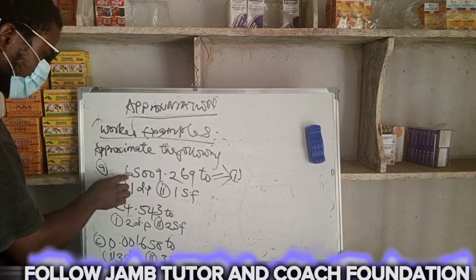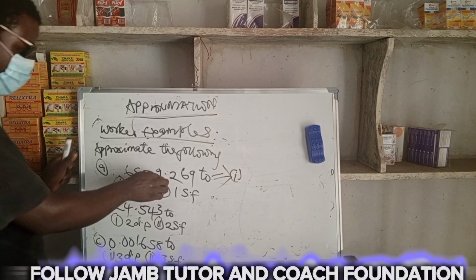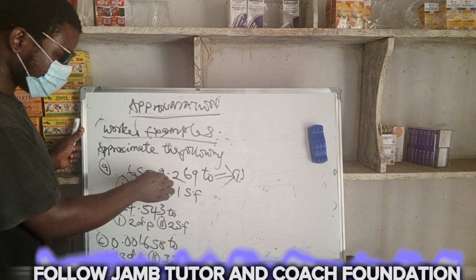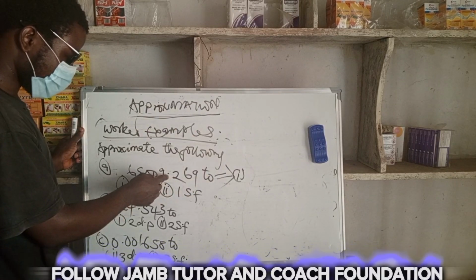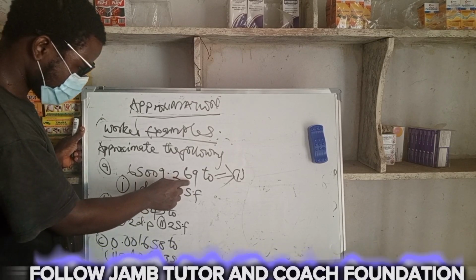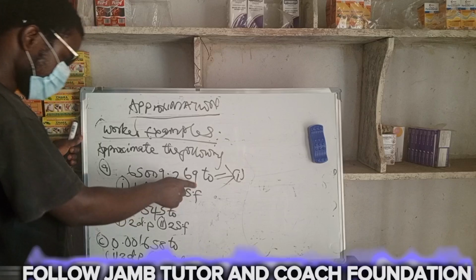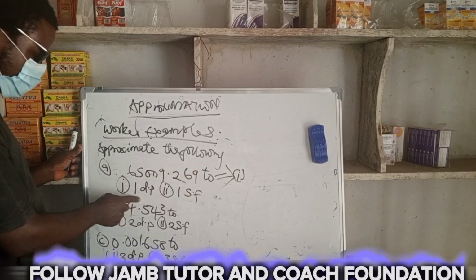We have 65009 point. This is the decimal point. So in considering the number of decimal places, you count from the number after the decimal point. So this is 1 decimal place, 2 decimal places, 3 decimal places. So now they said approximate to 1 decimal place.